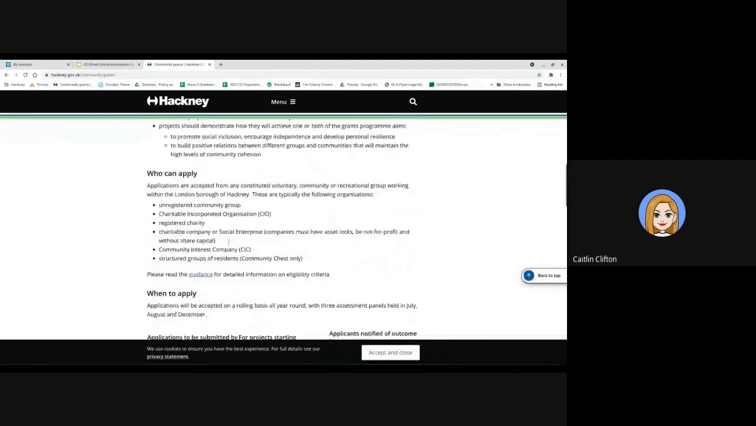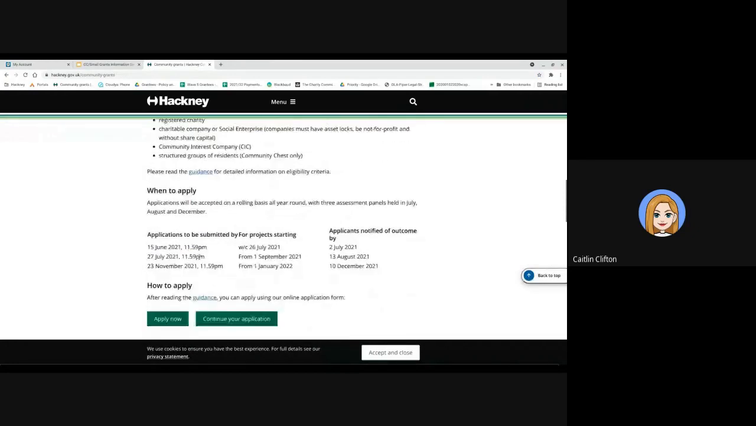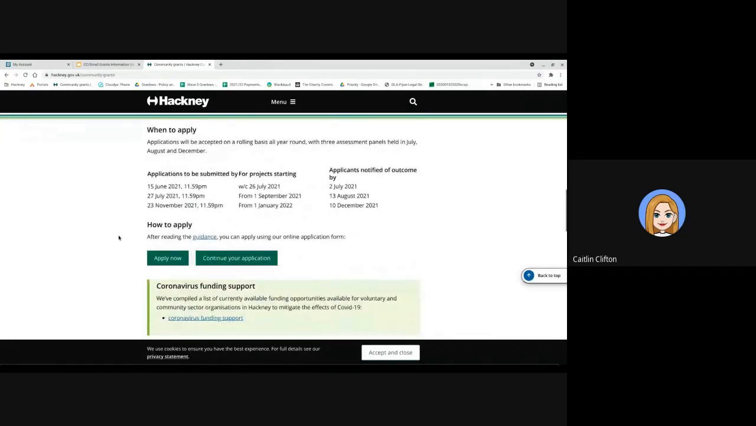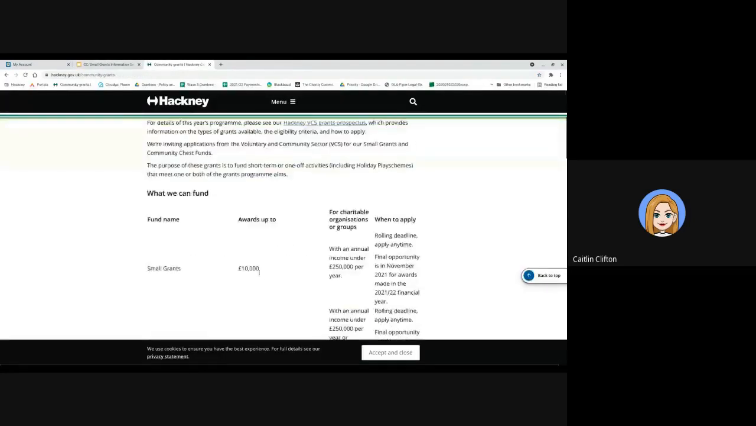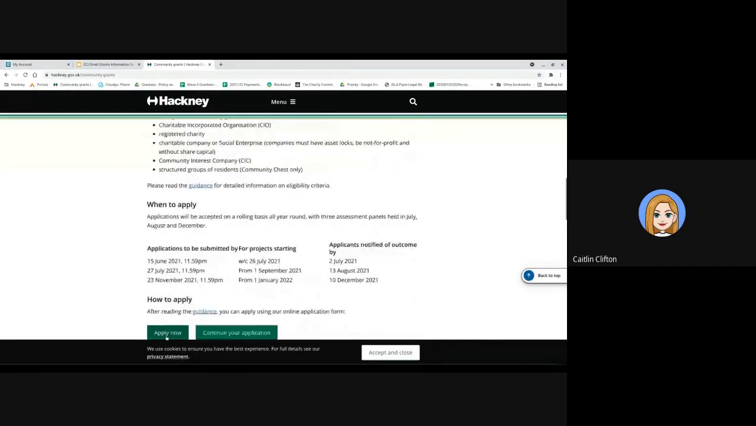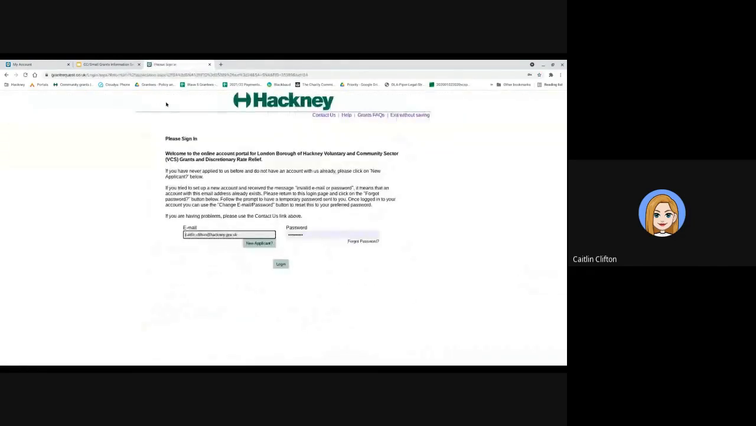Now, what you want to do is scroll down to our how to apply section, and click apply now or continue your application. Because I'm already logged in, that's taken me directly to the form. If I was to log out, it would take me back to our main page, and I could click apply now, and it's just going to prompt me to sign in.